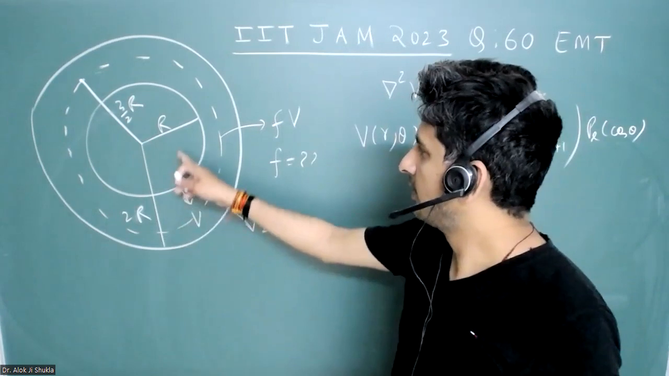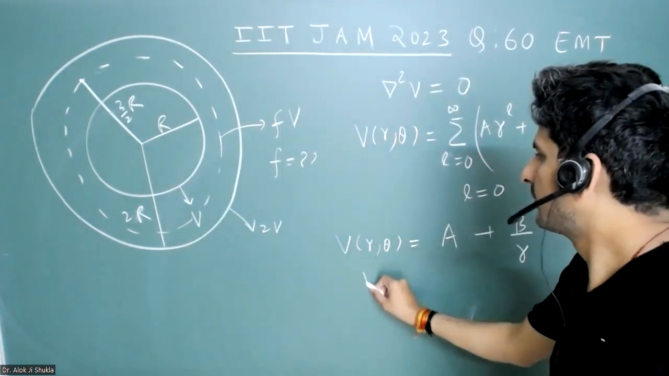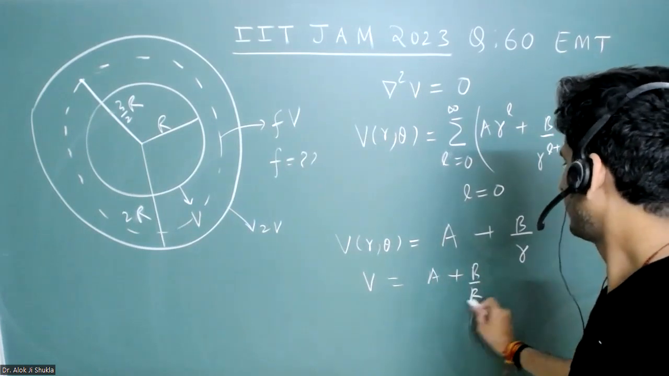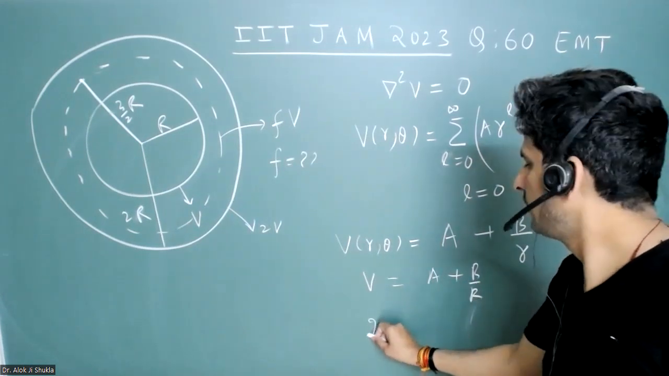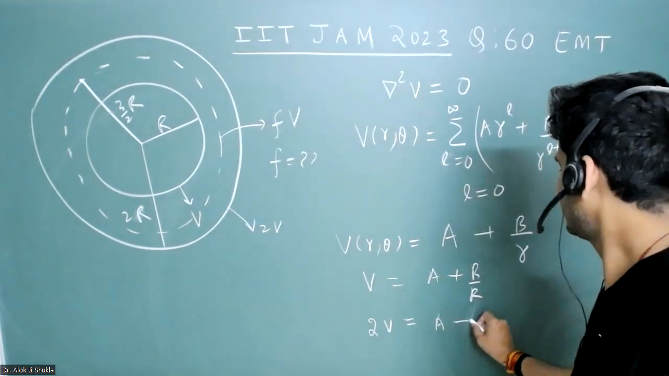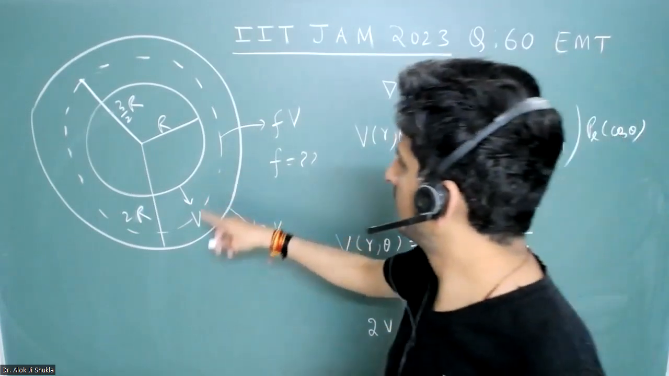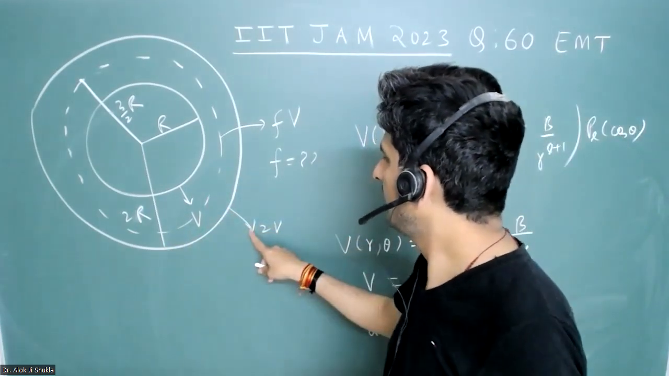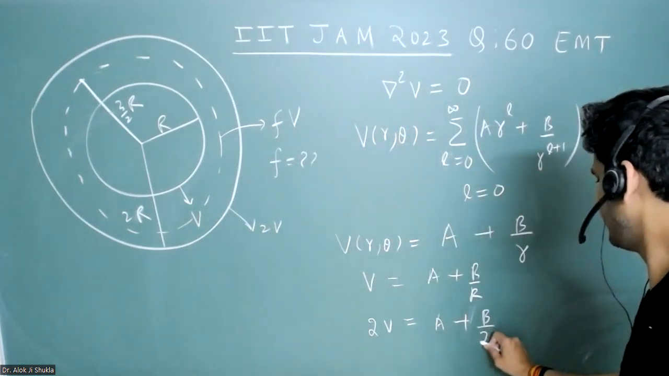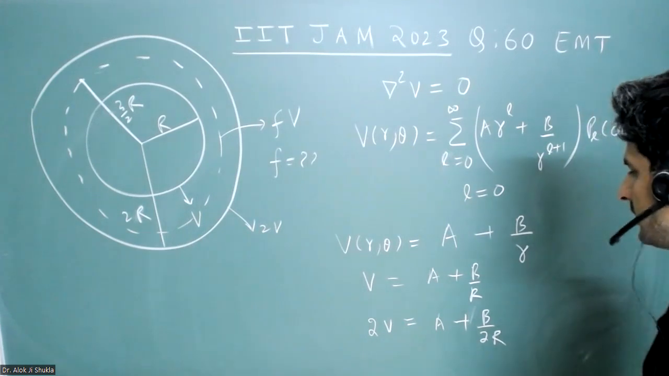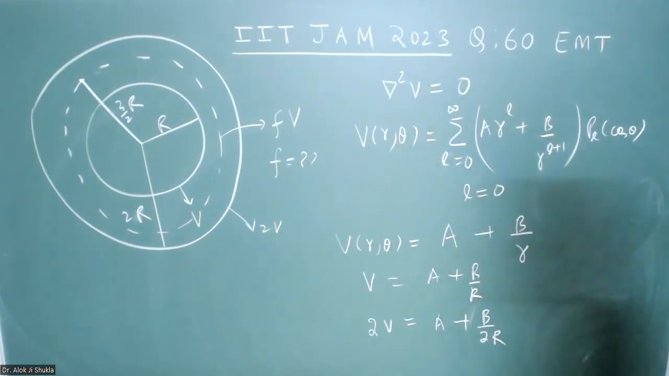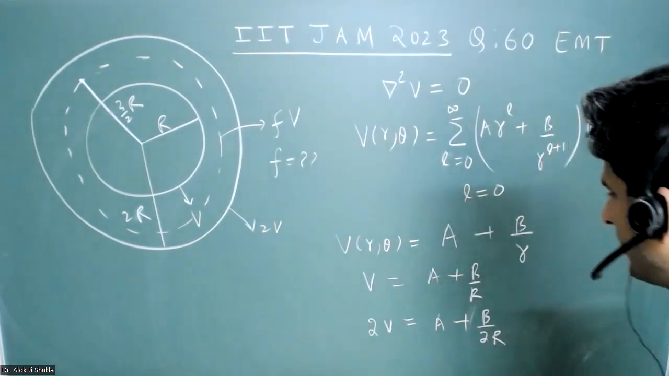So when the radius is r, the potential is V is equal to A plus B by R, and when it is 2V, then we have A plus B by 2R, so this potential is 2V when the radius is 2R. From here we will get the values of A and B, and then easily we can write what will be the potential at 3 by 2R.